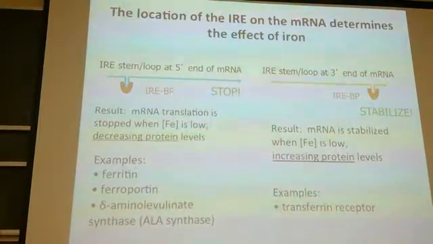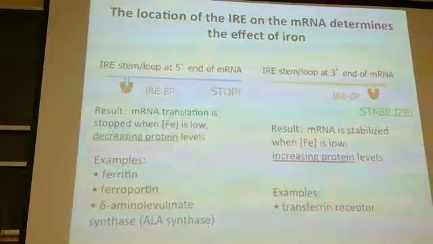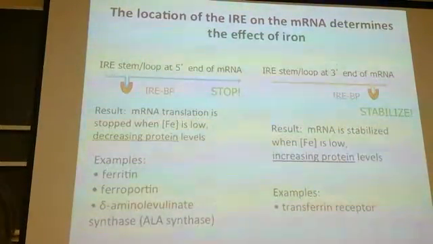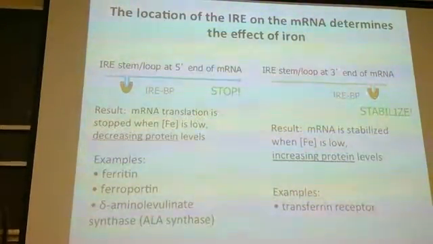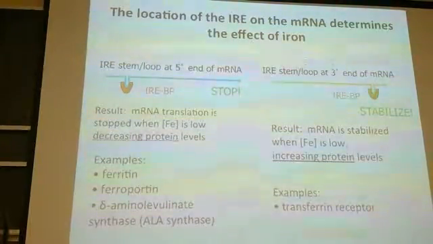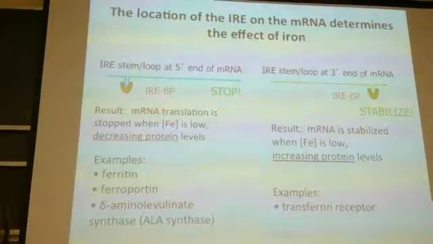Under conditions of low iron, we can bind the 3' IRE, and this will increase levels of proteins like the transferrin receptor, which would be advantageous because we can take up more iron from the plasma, right? So increase the intracellular amounts. So 3' IRE, it stabilizes and increases protein. 5' IRE, it blocks translation, decreases protein. Kind of contradictory.